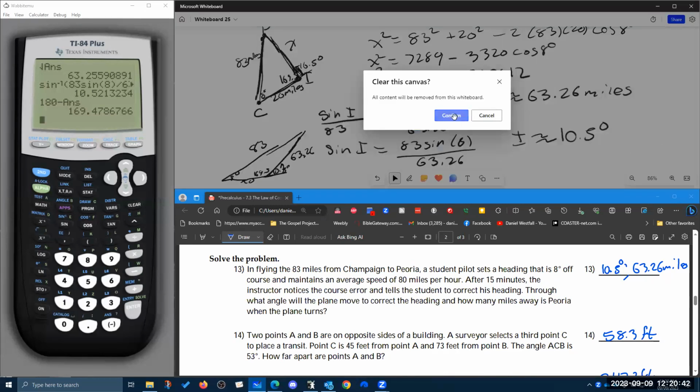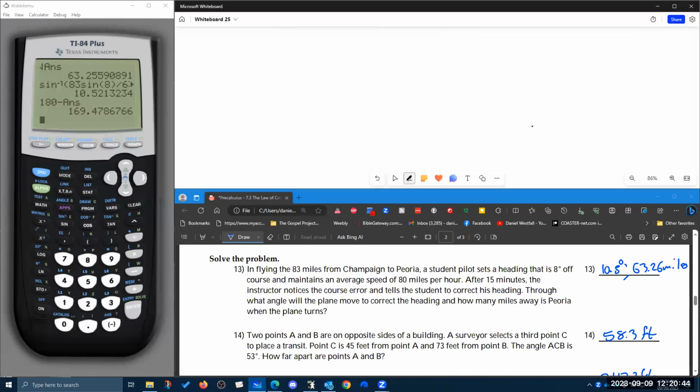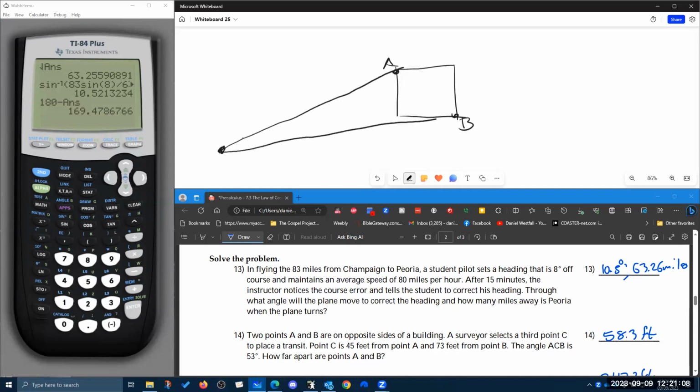Let's clear the canvas here. Two points A and B are on opposite sides of a building. By opposite, we mean that they're on the diagonal. So let's make this A and B. We're going to have to pick a transit point out here, C, where we can see both points A and B. Even though we can't probably walk through the center of the building like that, we want to know this distance between A and B.